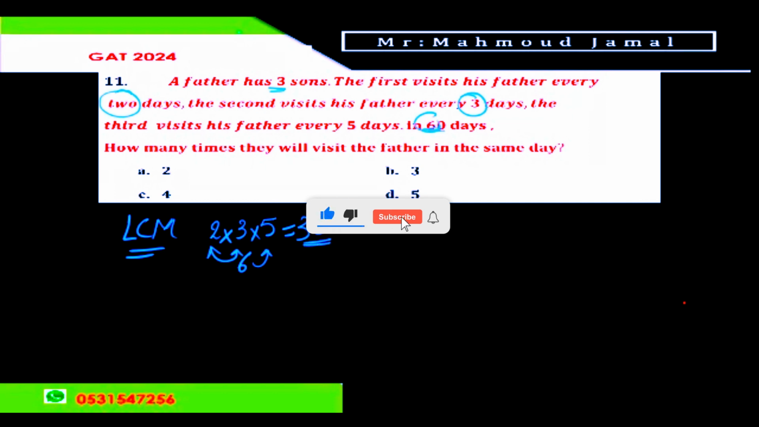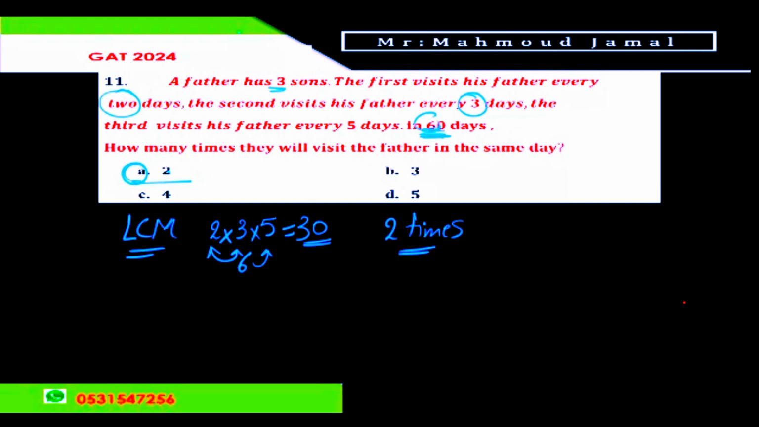So in 60 days, they will visit their father 2 times together, 2 times only. The correct answer is A. Because the least number that has 2, 3, and 5 as factors is 30. But we are asked about 60 days. How many 30s are in 60 days? We have 2. So the correct answer is 2.